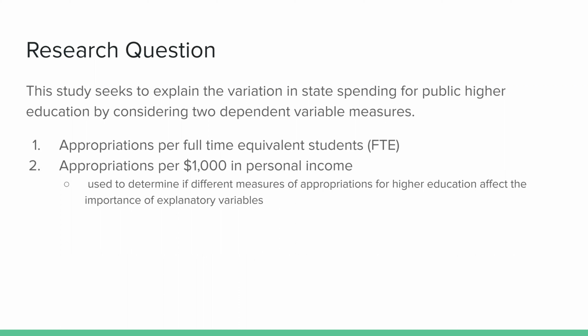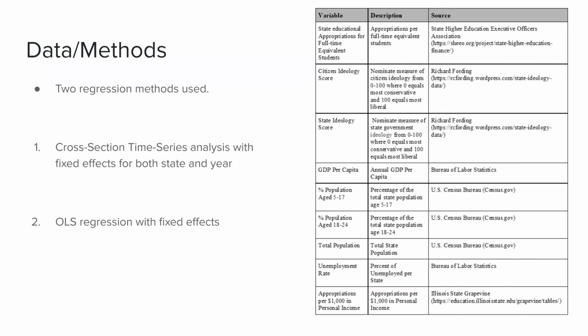Secondly, my second dependent variable was appropriations per $1,000 in personal income. These two dependent variables were used to measure appropriations for higher education and see the importance of explanatory variables.